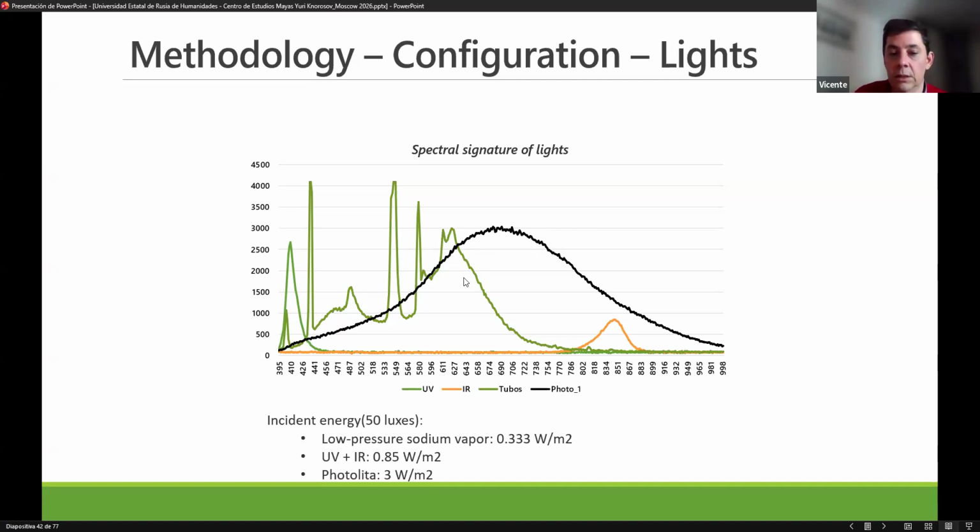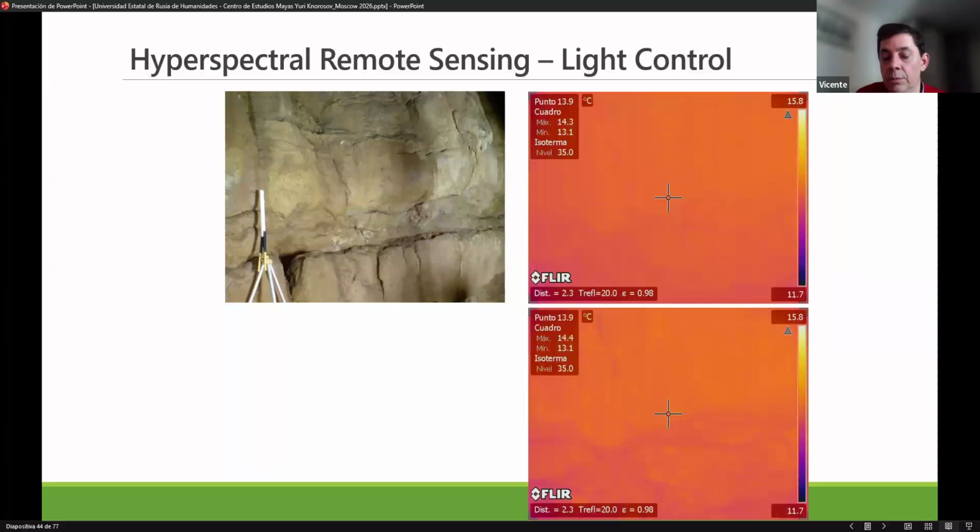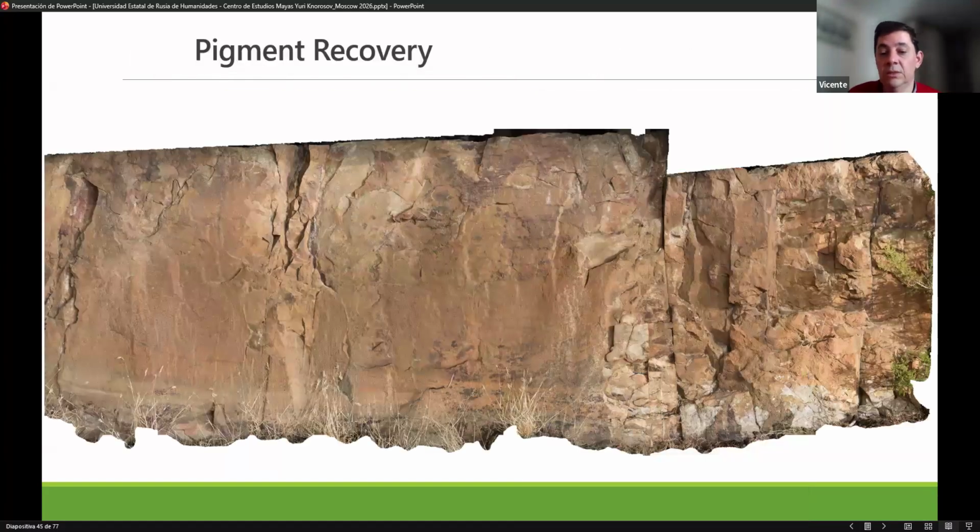So each light emits heat and hits the surface, and you need to control this with thermography to make sure that no more than 0.1, because you can reach the deep points and start making problems in the cave. I will help later. So this is one example.